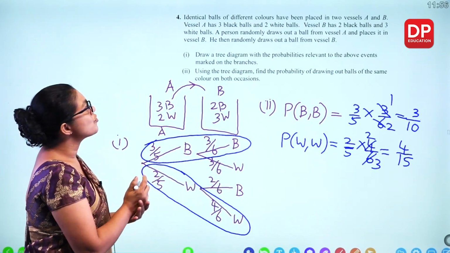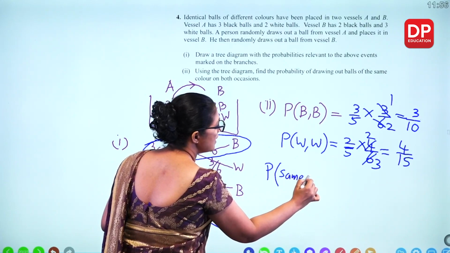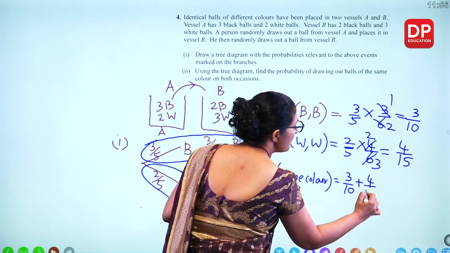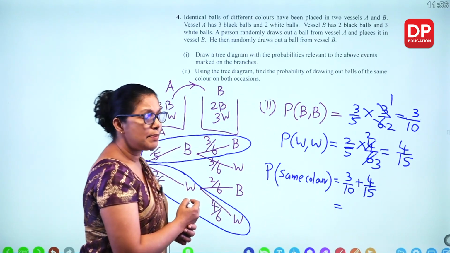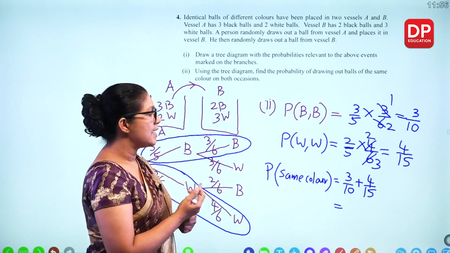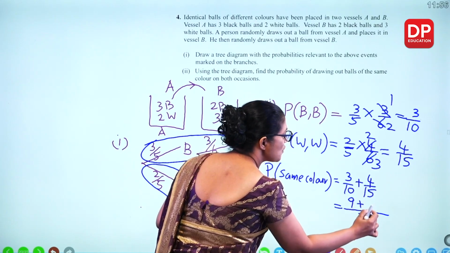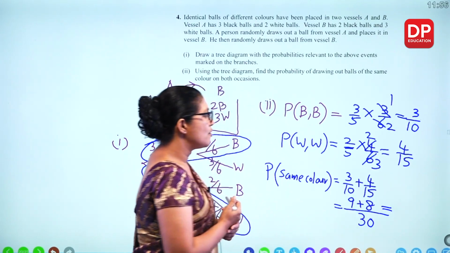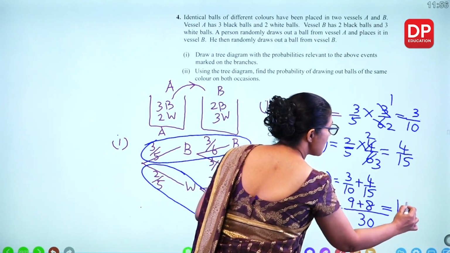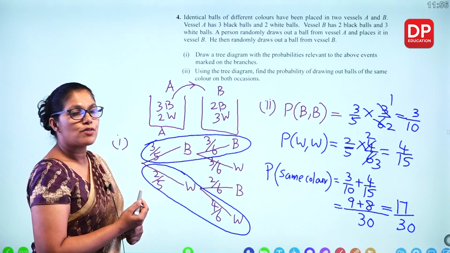Now you have to add those two to get the same color. Probability of getting same color is 3 over 10 plus 4 over 15. What's the least common multiple? What's the common denominator? 10 and 15, that's 30. 3 times 3, 9. 2 times 4, 8. So what's the value? You are converting to the same denominator. 9 plus 8, you get 17 out of 30. So the probability is 17 out of 30.